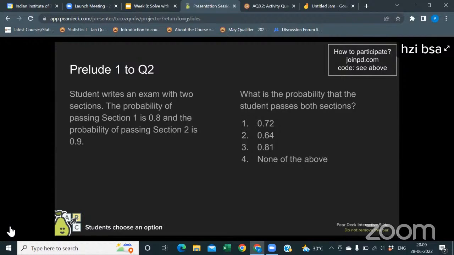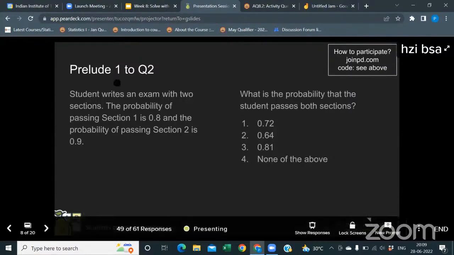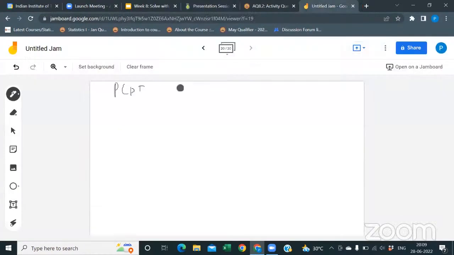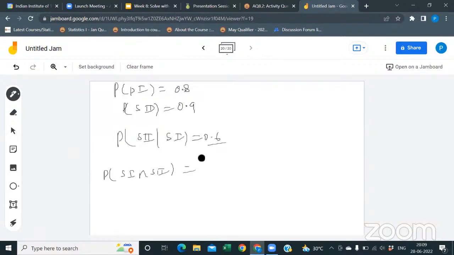Yes, sir. Because see, what is the question? Question is just you are given probability of passing section 2 and probability of passing section 1, right? There is not anything about the dependency of section 1 and section 2, right? Suppose question is like, probability of passing section 1 is 0.8, probability of passing section 2 is 0.9, and probability of passing section 2 given section 1 is 0.6 and whatever, right? Then what will be the probability of passing section 1 and section 2? Then I can compute the probability because some dependency is given.